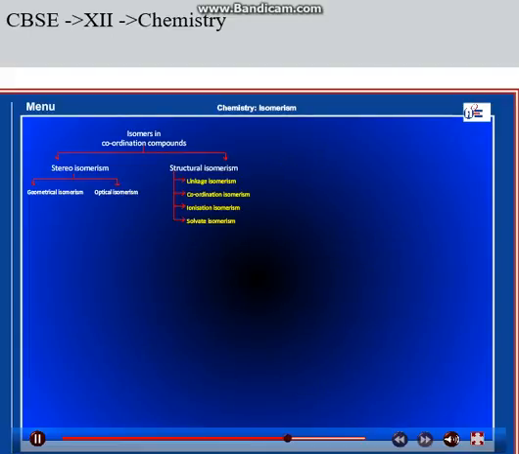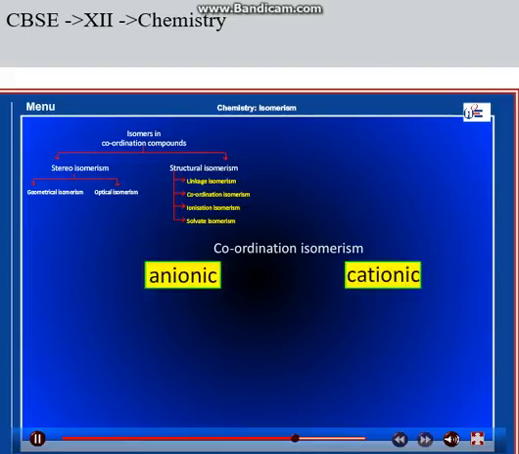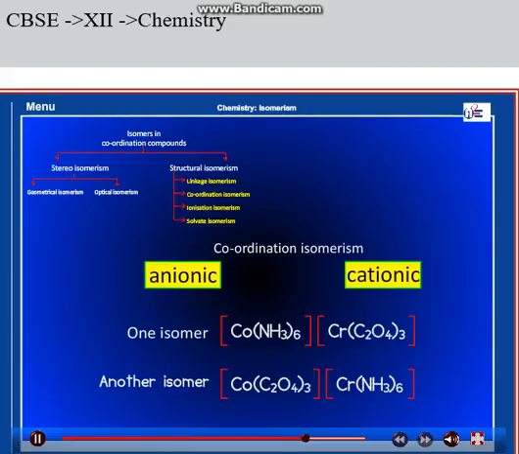Coordination isomerism arises when compounds containing complex anionic and cationic parts interchange some ligands from the cationic part to the anionic part. For example, these are the two isomers.